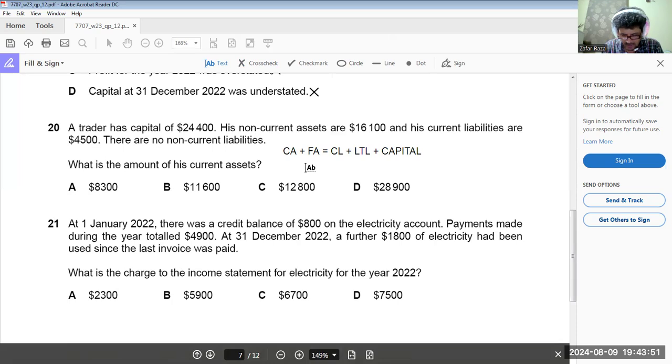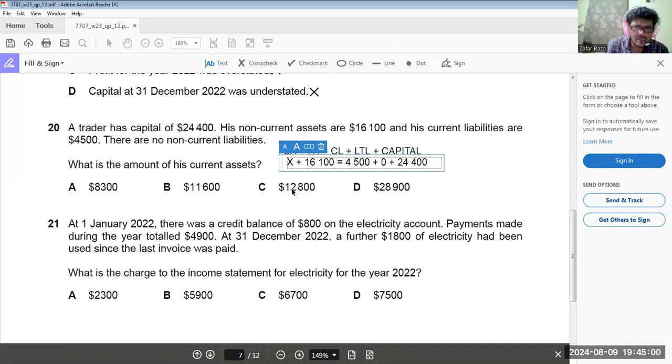always my calculator is creating problem for me. So no other option left. Again, I'm using my cell phone as a calculator. Now see, non-current assets or fixed assets are 16,100. And current liabilities are 4,500. So we have to find current assets. So current assets is going to be X. Now fixed assets we have 16,100, which is equal to current liabilities we have how much? 4,500. Long-term liabilities 0 plus capital 24,400.